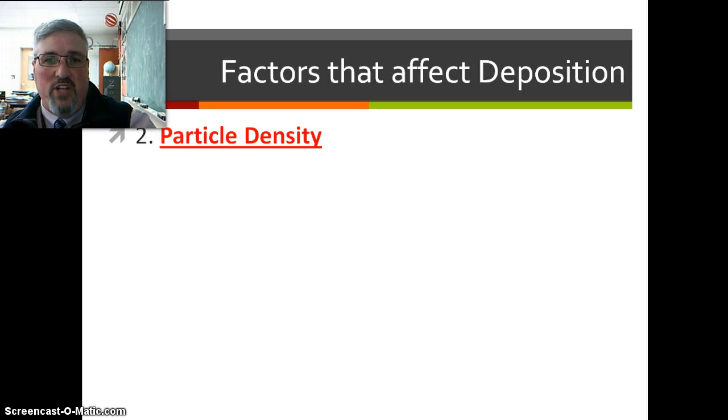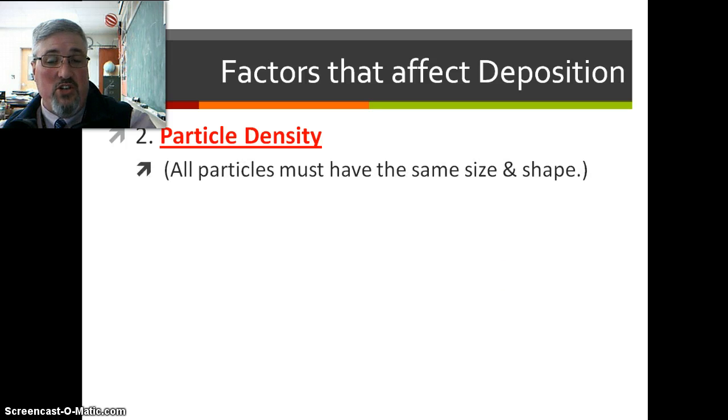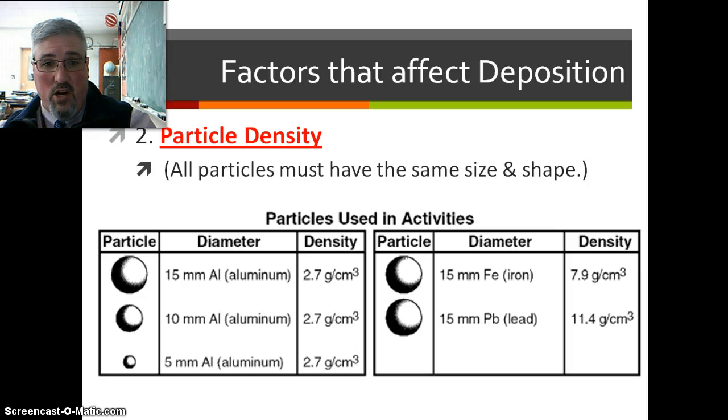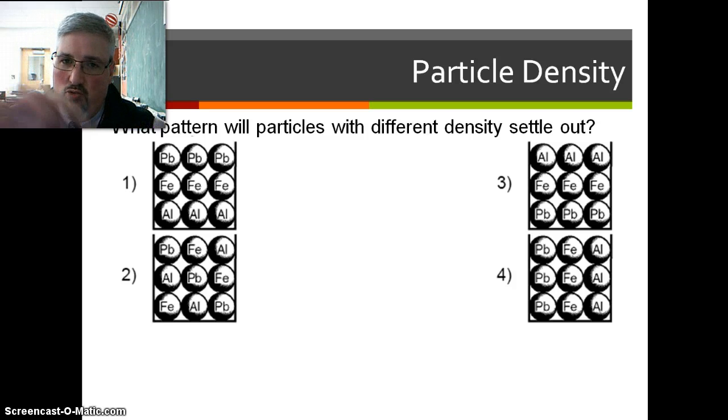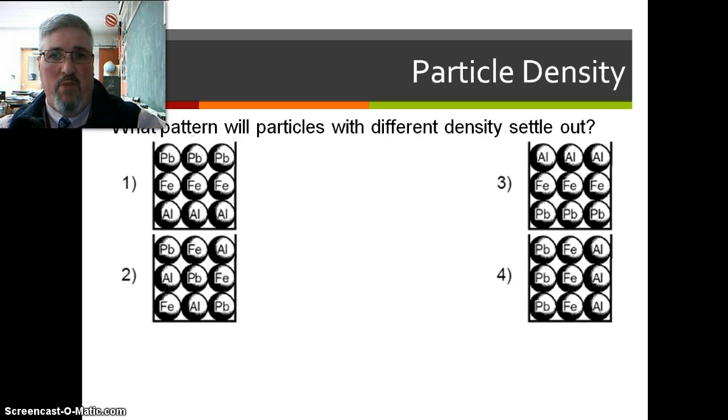Second factor is particle density. You need to make sure they all have the same size, they all have the same shape, and we're going to go back to our data, and now we're going to use the 15 millimeter aluminum, the 15 millimeter iron, and the 15 millimeter lead particles. Which pattern will particles with different density settle out? So if I take aluminum, iron, and lead spheres, put them in a beaker, drop them in water, who's going to settle to the bottom first, fastest? Who's going to settle in the middle? Who's going to settle on top? Stop and think about it.